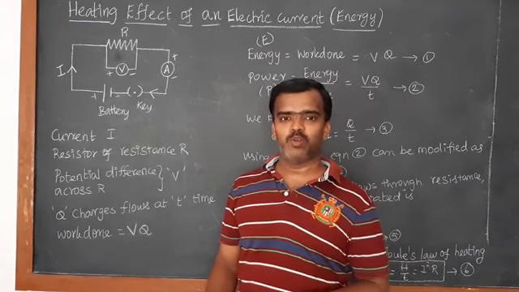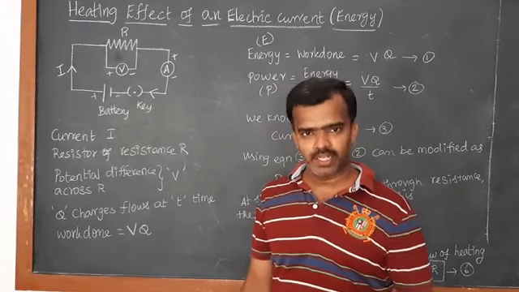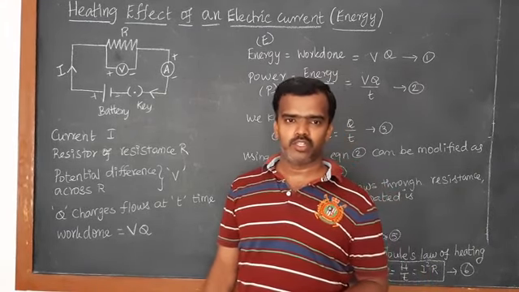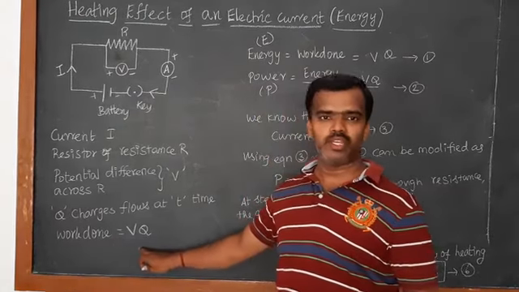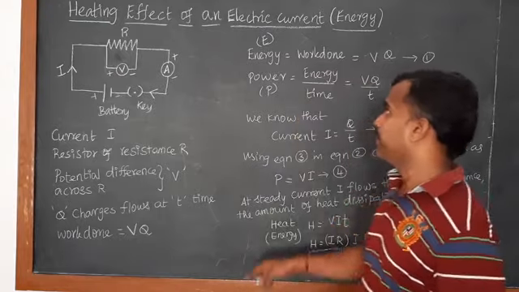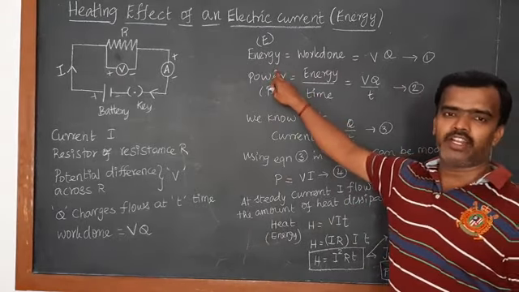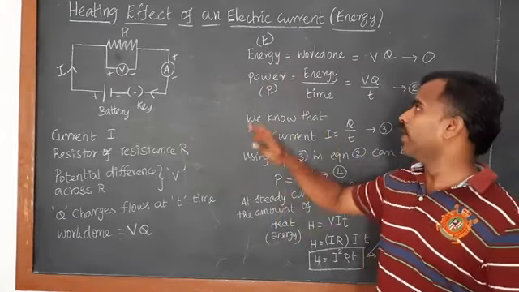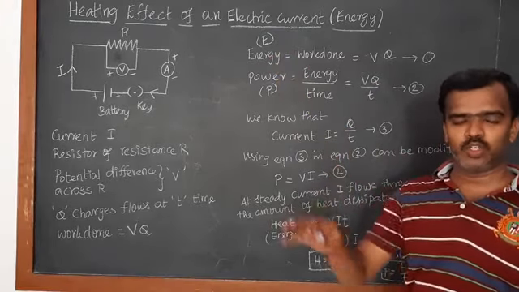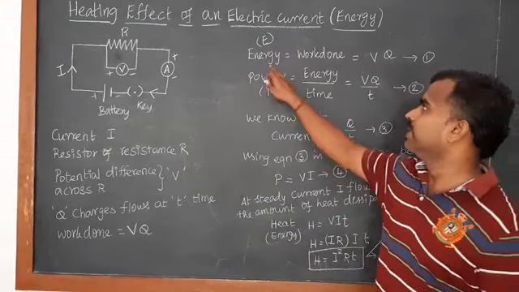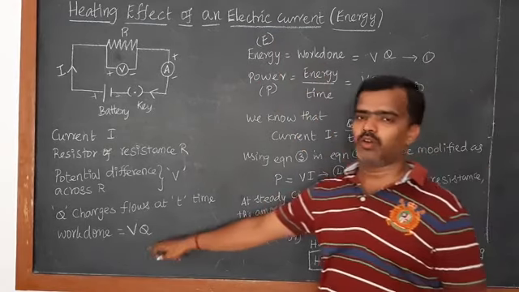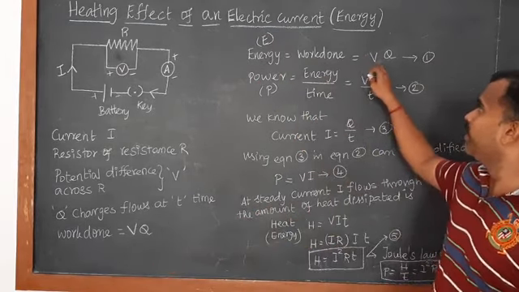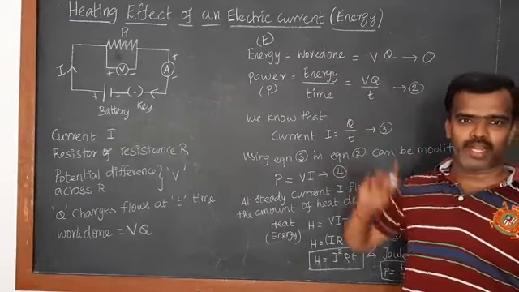Then how do we say the work done? As we know, work done is equal to V into Q, the voltage into charge. Here we are going to calculate energy. In lower classes we studied that energy is equal to work done, for which I have written the symbol E. What is the work done? We wrote VQ. So VQ is the work done, which is equal to energy.